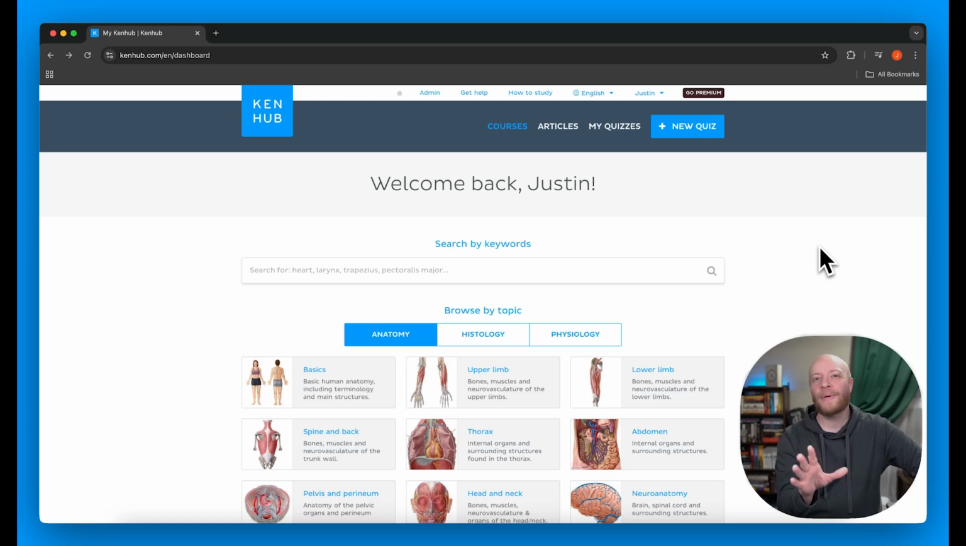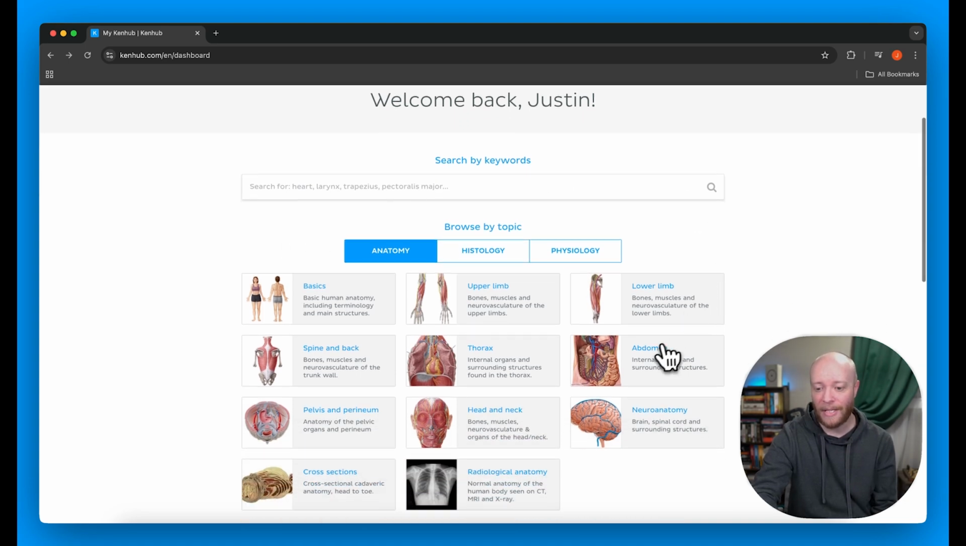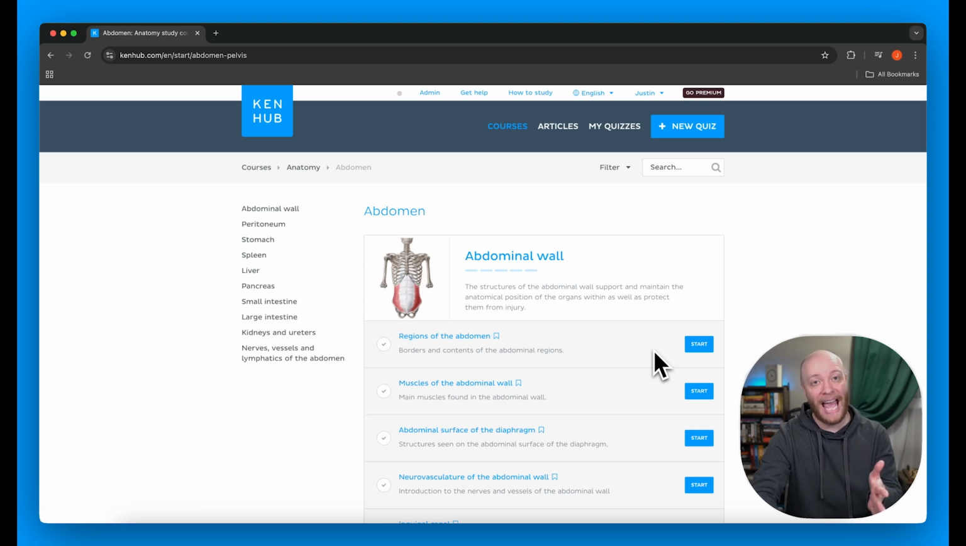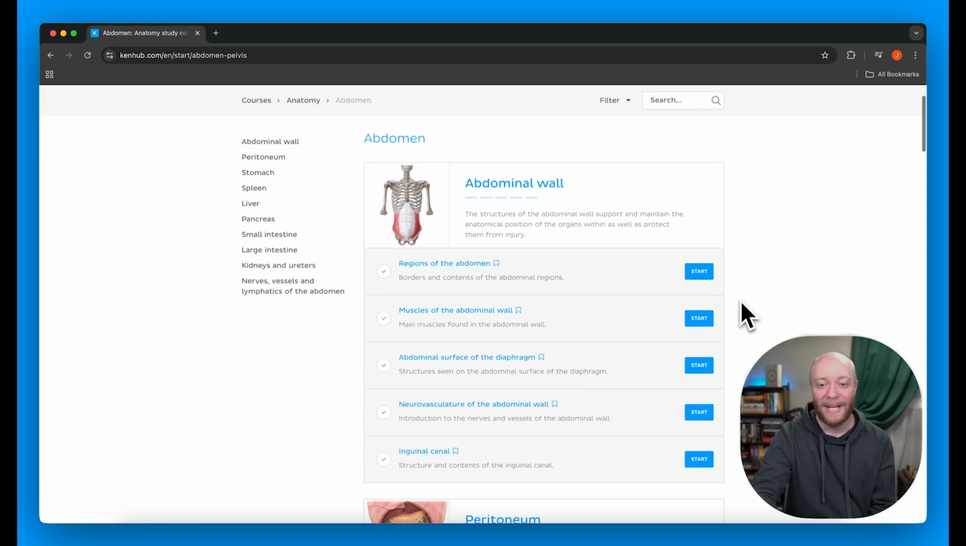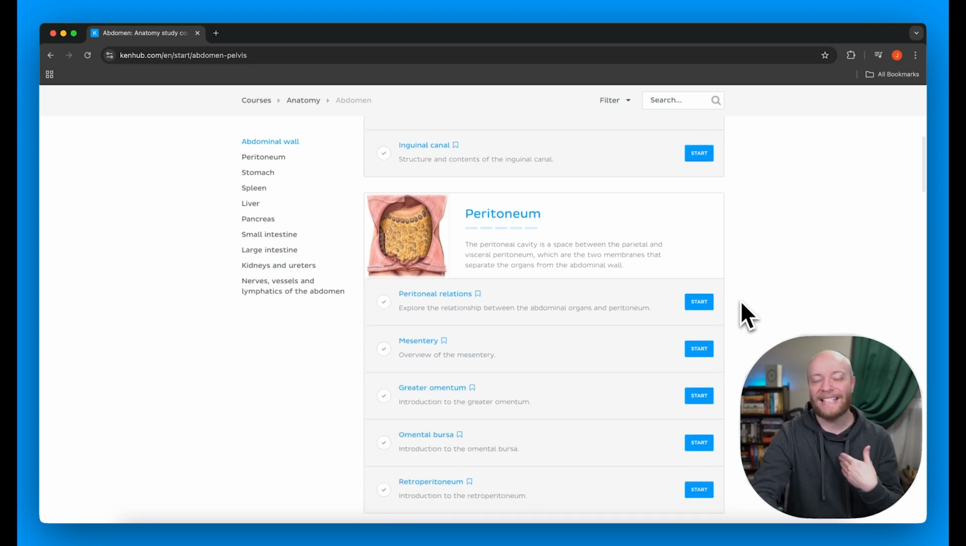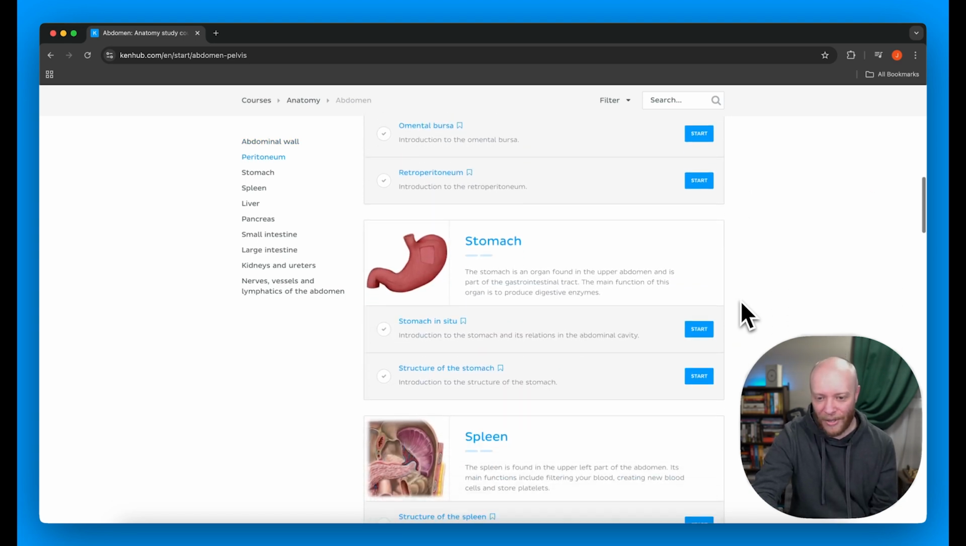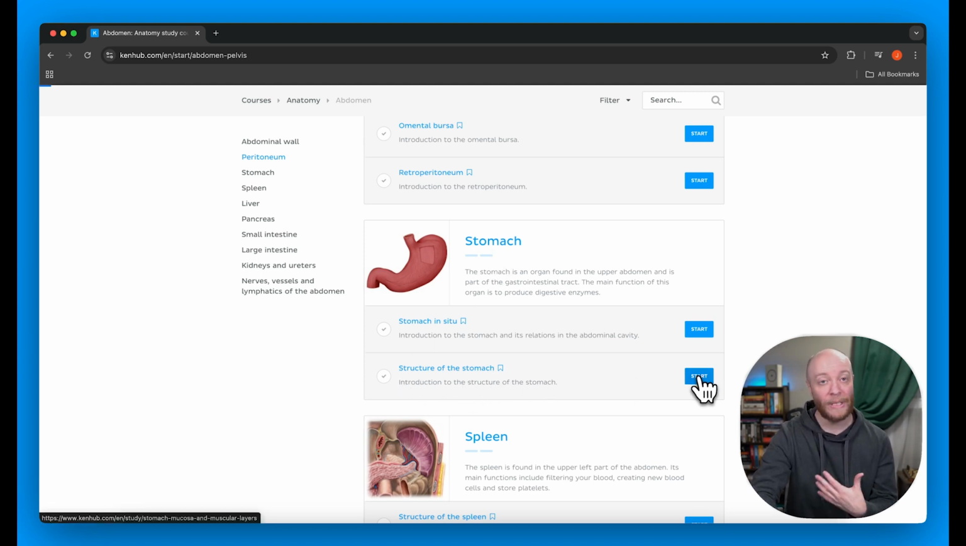Okay, so the first thing you're probably going to notice is that we are at the Kenhub homepage. And I'm doing this just in case you want to follow along at home. Once you're here, you find the stomach basically from two different avenues. You could either search for it directly in the search bar, or you can come down and click it here in the topic abdomen. But as soon as you do that, you're going to see there are a lot of other study units inside of this topic. We're going to go to the stomach, obviously. And then the second study unit, where it says structure of the stomach, we are going to click right there on the start button.